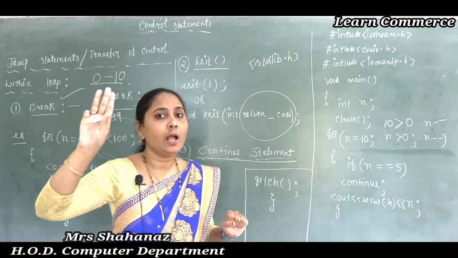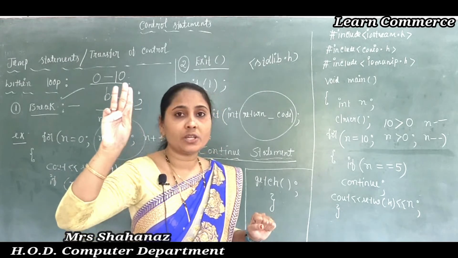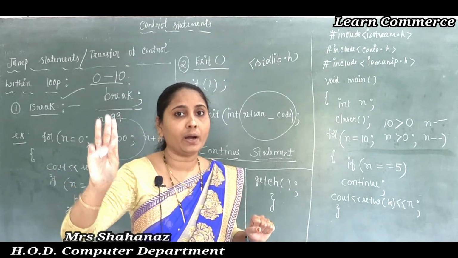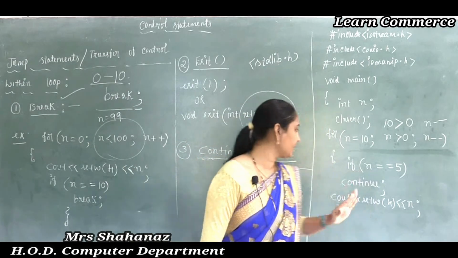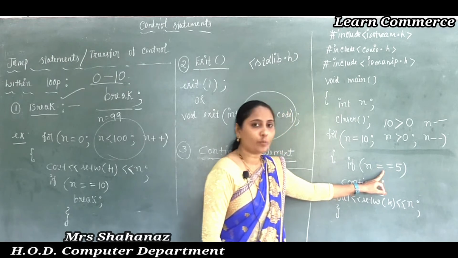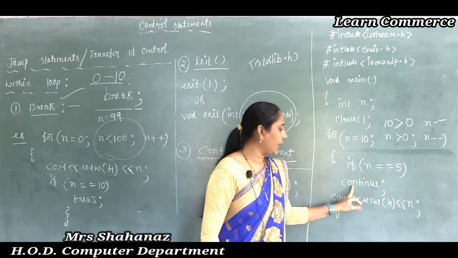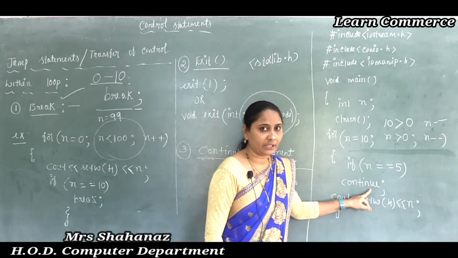So such numbers are going to print in this case. Clear this point here: such numbers are going to print up to one, but the fifth number, that is 5, is not going to print in this case. So this is about our continue. If the n value is equal to 5 here, then you have to continue. So is the meaning of continue clear in this case?